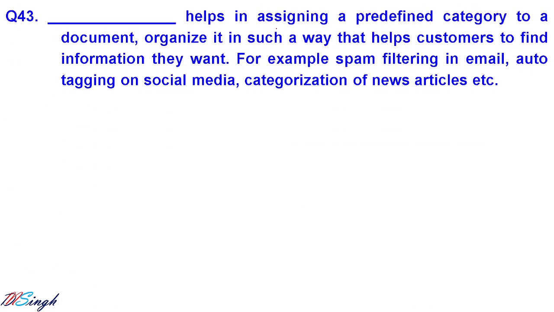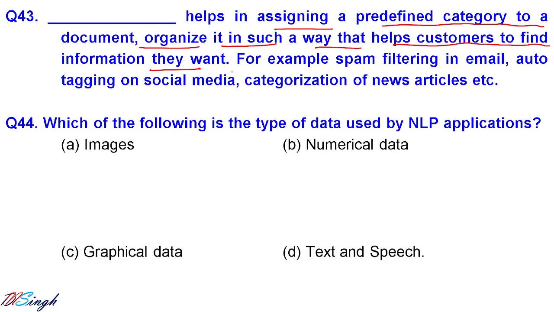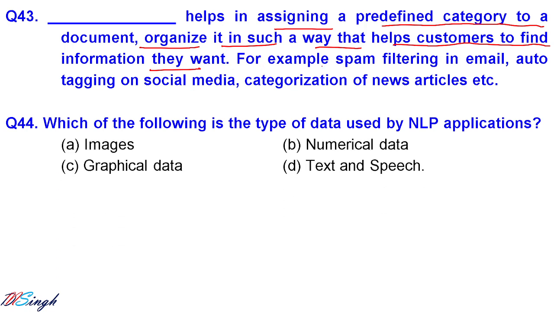Fill in the blank: this helps in assigning a predefined category to a document, organizing it in such a way that helps the customer find the information they want. This is called text classification. For example, spam filtering, email tagging, or social media categorization. So this is text classification.